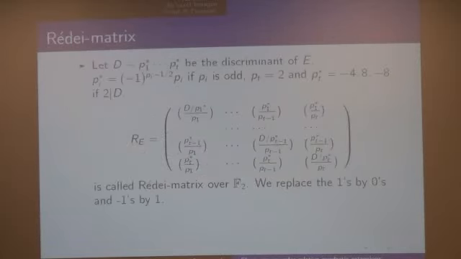Also, Rédei gave the method to compute the 4-rank, where D equals p1* ... pt* is the discriminant of E. We also use this matrix, which is called the Rédei matrix. Its coefficients are the Legendre symbol, the Jacobi symbol, or the Kronecker symbol.